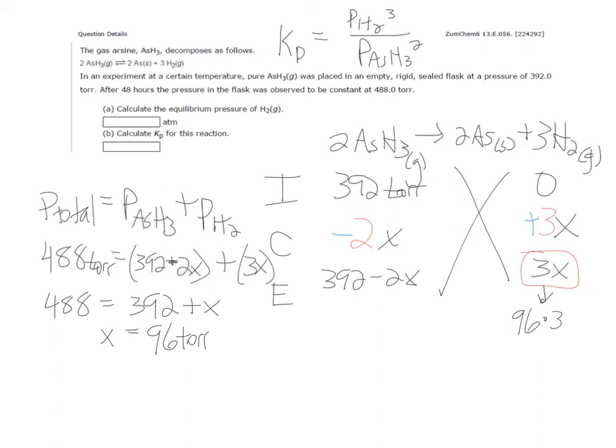Now, we know that x has a value of 96, and that the equilibrium pressure of hydrogen would be 3 times that. So the equilibrium pressure of hydrogen works out to be 288 torr, which we're going to end up converting into atmospheres before we plug into the expression for Kp. Furthermore, WebAssign asks for the pressure in atmospheres. And that works out to be 0.379 atmospheres.